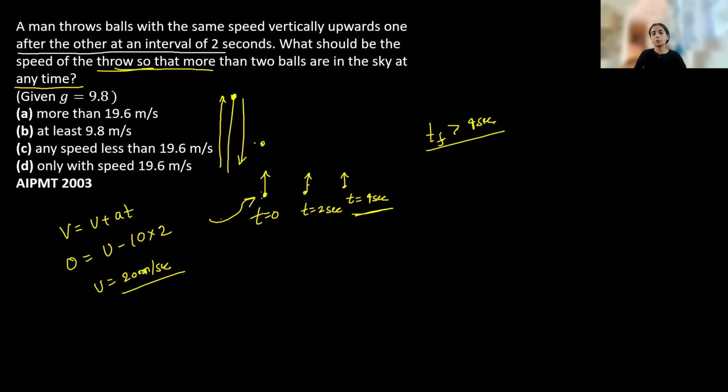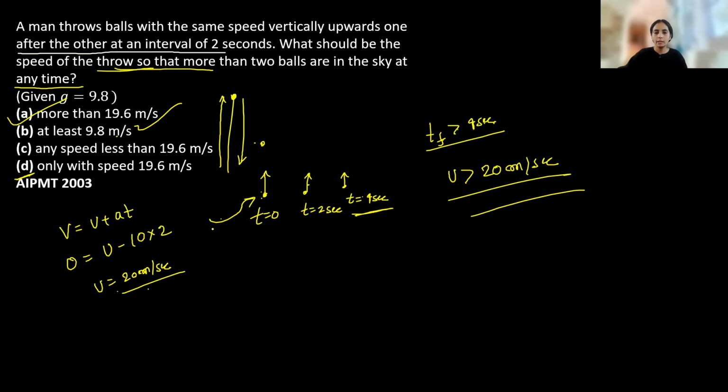अगर आप 20 मीटर पर सेकंड से थ्रो करते हो, then it will be coming back in 4 seconds, but you have to let it be in air for the time equal to 4 seconds, right? TF should be greater than 4 seconds for that purpose, and then u should be greater than 20 meter per second. Done it? u should be greater than this, that is greater than 19.6. क्योंकि अगर आप g का वैल्यू 9.8 लेते हो, this will be 19.6. More than 19.6 should be the answer. Only with this speed, no. Any speed less than 19.6, no. Less than तो कोई scope ही नहीं है. At least this, no. More than this, ठीक है.